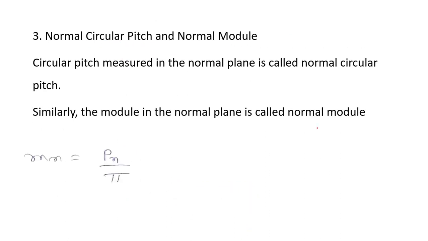Second one is normal circular pitch and normal module. The circular pitch measured in the normal plane is called normal pitch. So the relation between normal pitch and normal module is Mn is equal to Pn upon pi.